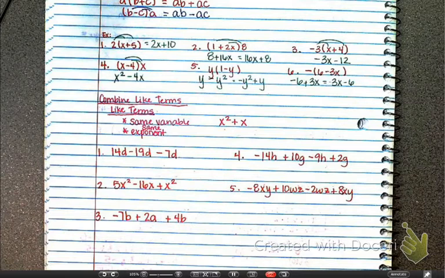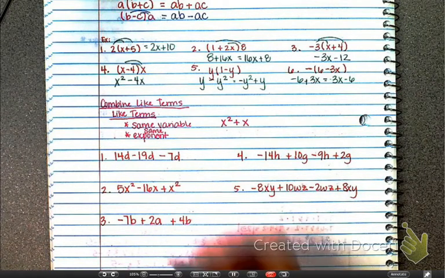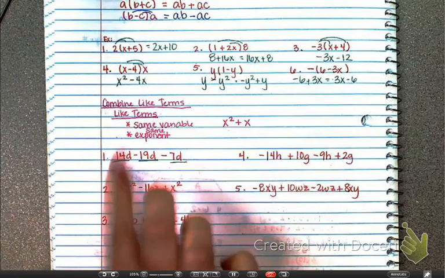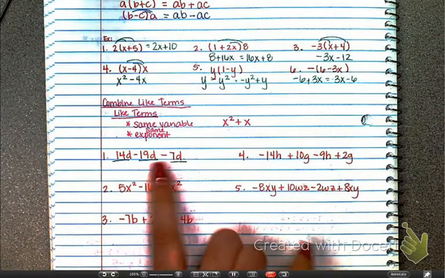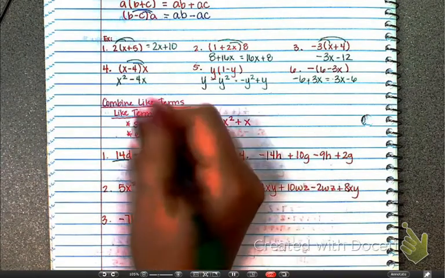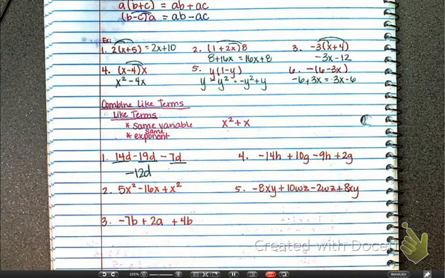What are my like terms in number 1? All of them. So 14 minus 19 gives you negative 5. Negative 5 minus 7 is negative 12D. Okay? Number 2.